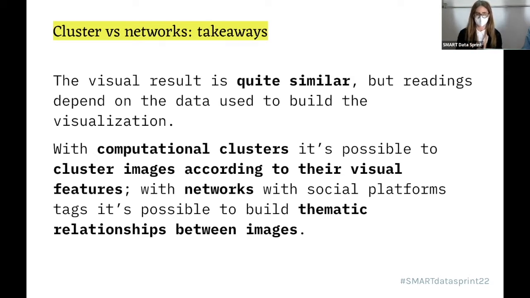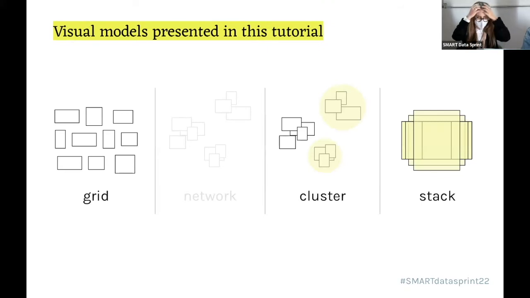So it's always important to understand what your aim is in your research and what your research questions are, and then decide on one model or the other. For this tutorial, we are going to focus on three different visual models. We are not focusing on networks, but we are going to see some examples of grid, cluster, and stack using the tools I mentioned at the beginning. If I'm going too fast, please tell me.